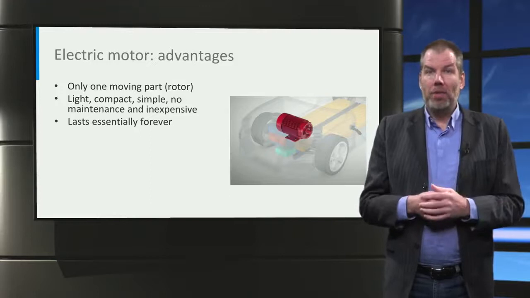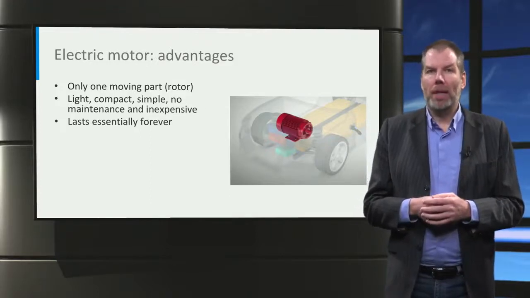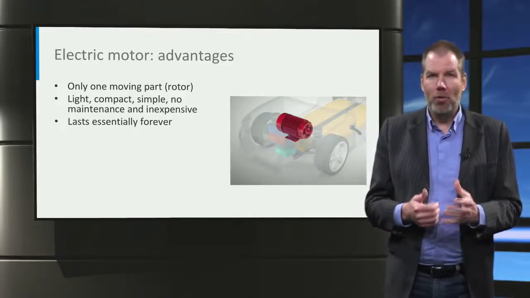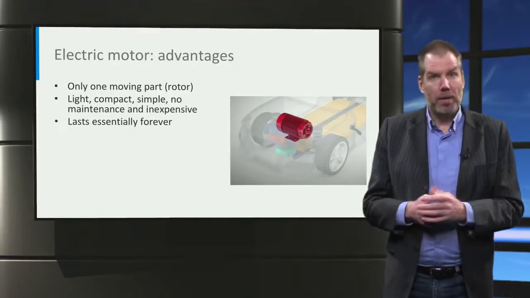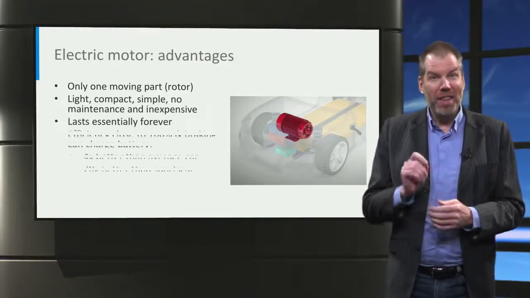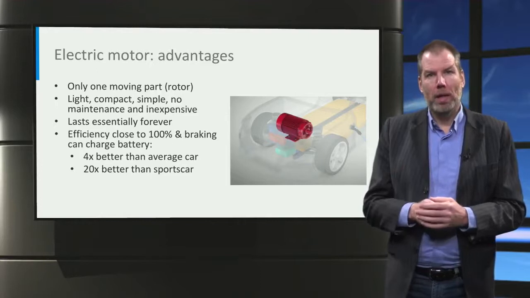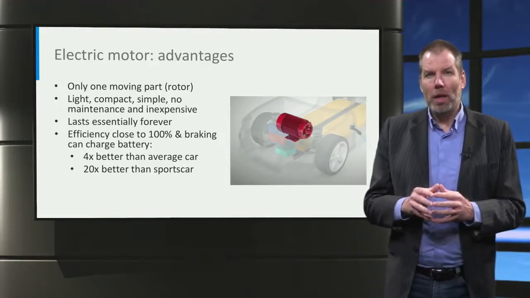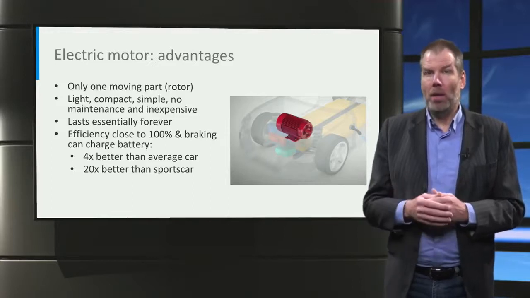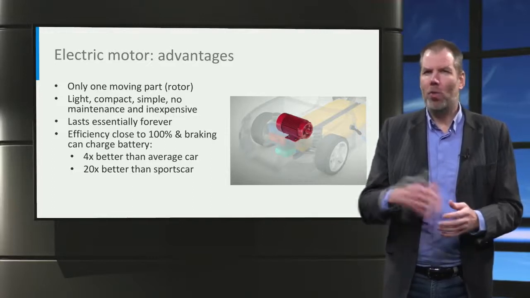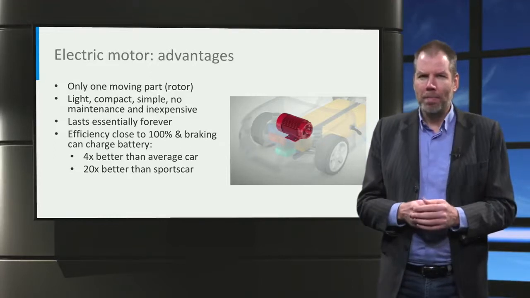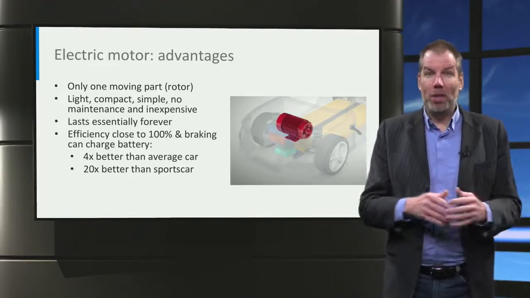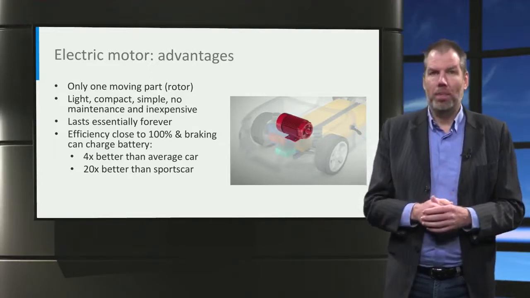And since magnetic fields are very gentle, an electric motor can last essentially forever without any maintenance. Energy efficiency, that's really important, can be close to 100%. And you can even win back energy when braking. So theoretically that takes you over 100% if you compare it to the gasoline engine. That's only 25% efficient, as we saw.